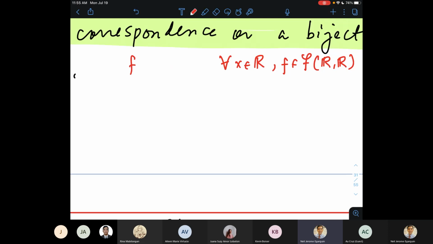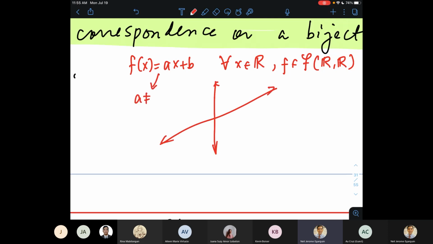Another example would be any linear function. So pag meron kang ax plus b, if you look at its graph, it's just a line, right? Of course, supposing that a is not equal to 0.